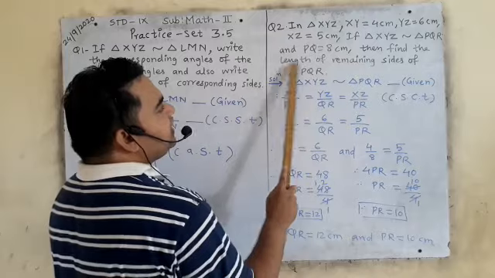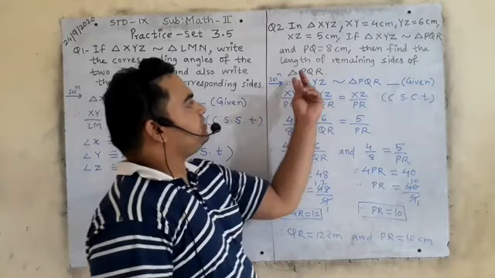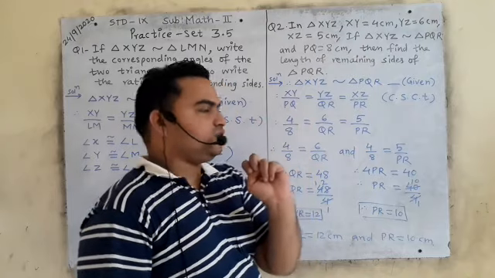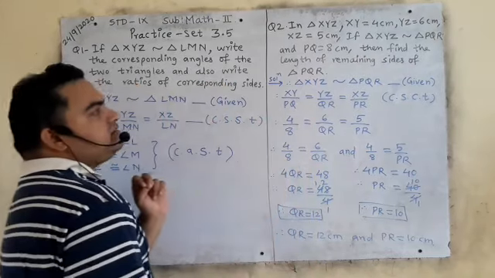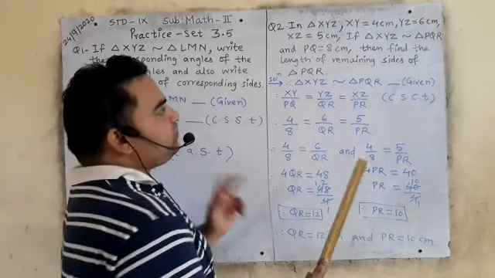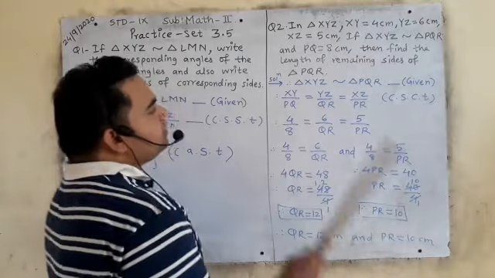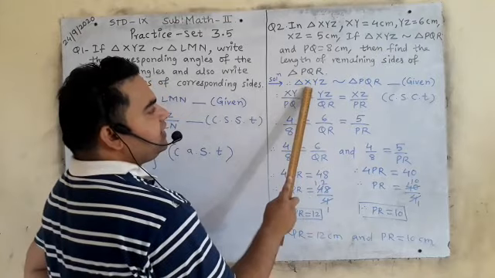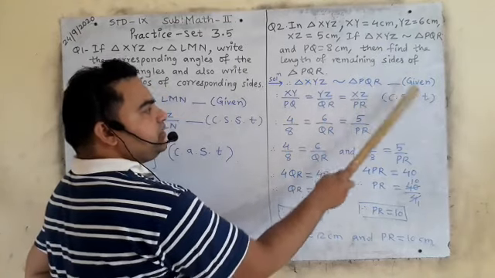Then find the length of the remaining sides of triangle PQR. It means we have to find the lengths of the remaining two sides. Look at here. First, I will mention that these two triangles are similar: triangle XYZ is similar to triangle PQR.